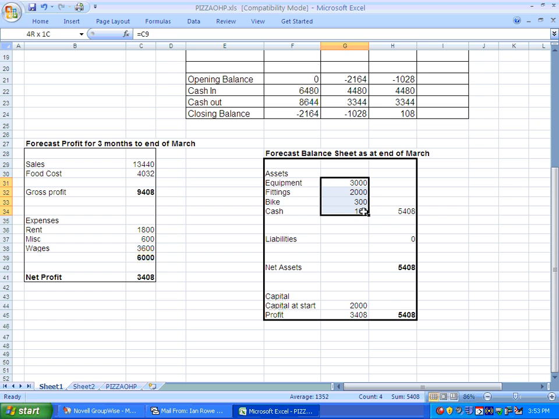Capital is not cash. So that 5,408 is not cash. It's those things added up, minus any liabilities. That capital has gone into buying equipment, fittings, a bike, and some money in the bank. So it's not necessarily cash, which is again a common misnomer or mistake that some people make.